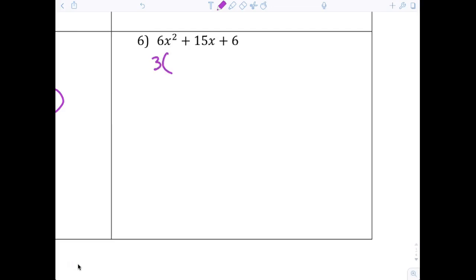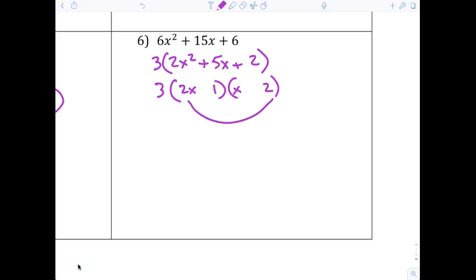I'm left with 2x squared plus 5x plus 2. All right, any questions? Now we're factoring this out. 2x and x, where does the 2 have to go? On the right. And the 1 goes on the left. So we have 4 and 1 makes 5 if they're both what? If they're both positive. All right? Any questions?